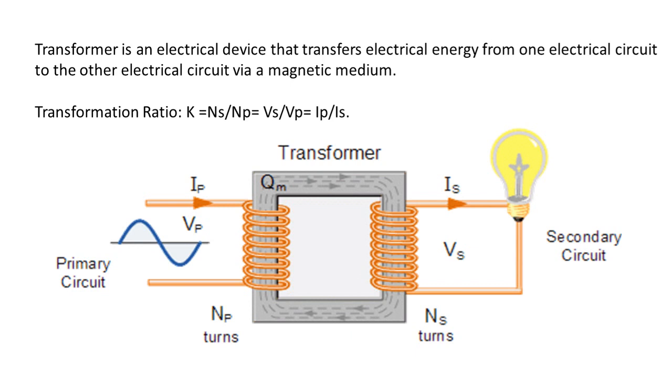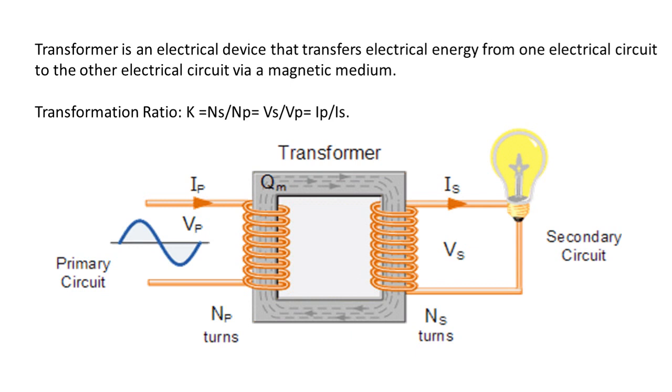Now what is the transformation ratio? It is the ratio of the secondary side voltage or number of turns to the primary number of turns. Voltage has a direct relation with the number of turns. If we want to step up the voltage, we have to increase the number of turns in primary or secondary. So if we want to step up the voltage, we will increase the number of turns in the secondary side, and if we want to step down the voltage, we will decrease the number of turns in the secondary side. So if we increase the number of turns in the secondary side, the voltage gets stepped up.